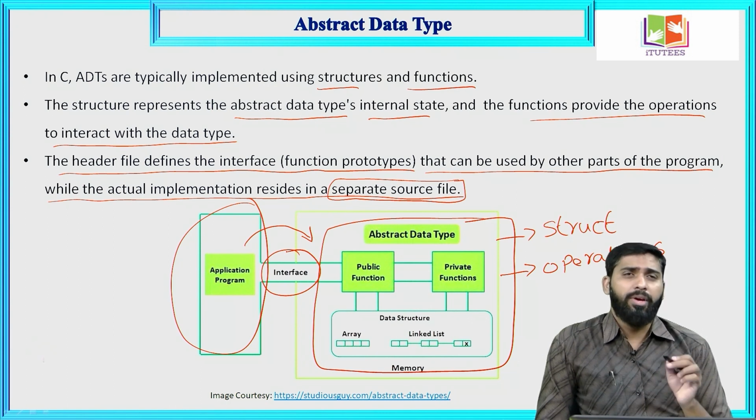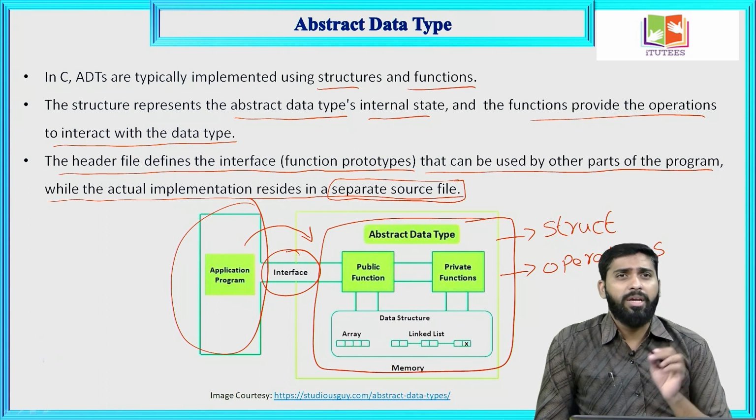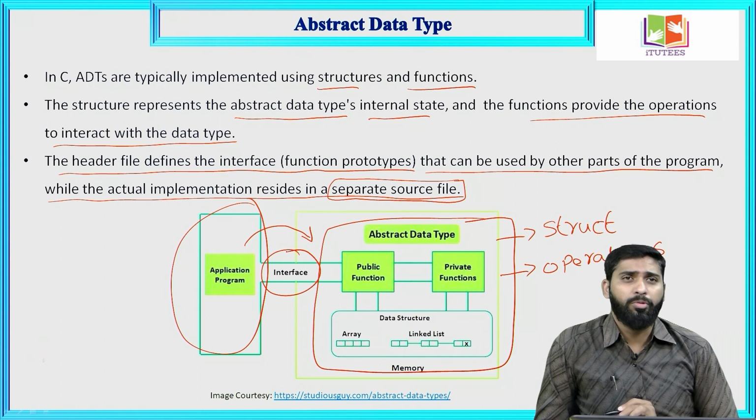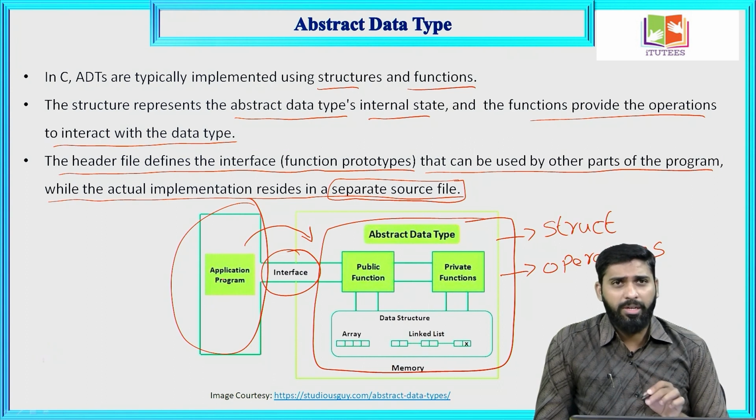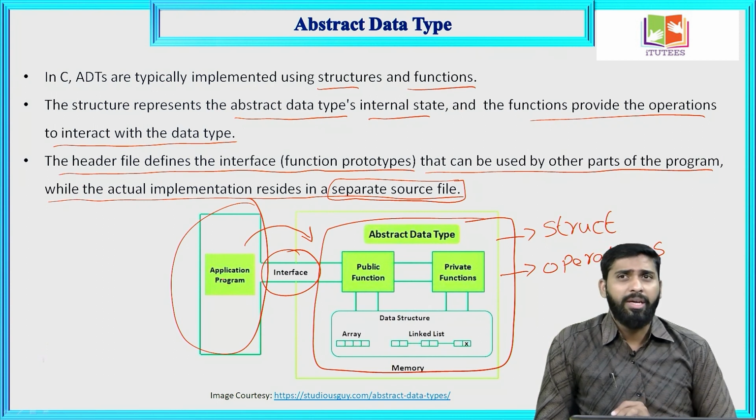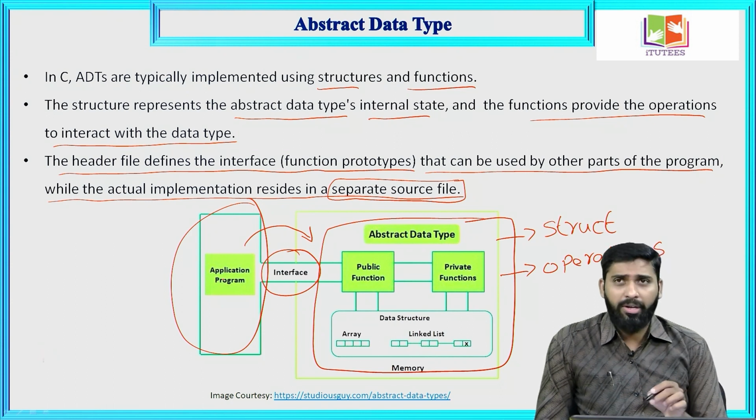Now if you observe that #include <stdio.h>, this stdio.h is a header file. So that is the interface we are going to use for the functions in the standard input output header file. Similarly, if you write one program, that is the application program. In this program you are going to access one abstract data type using the interface, that is what we call a header file. Now you understand the third point.